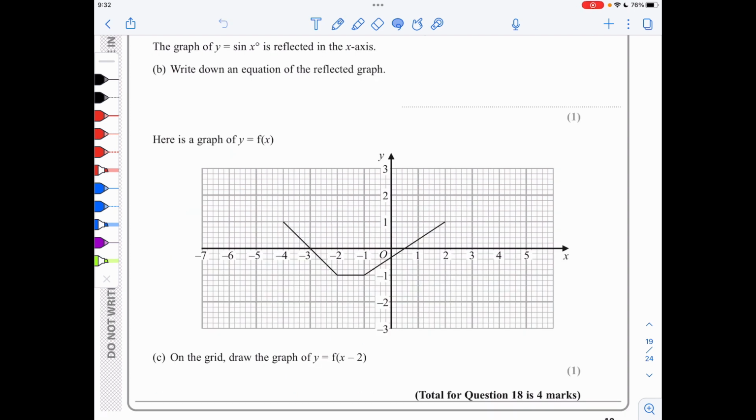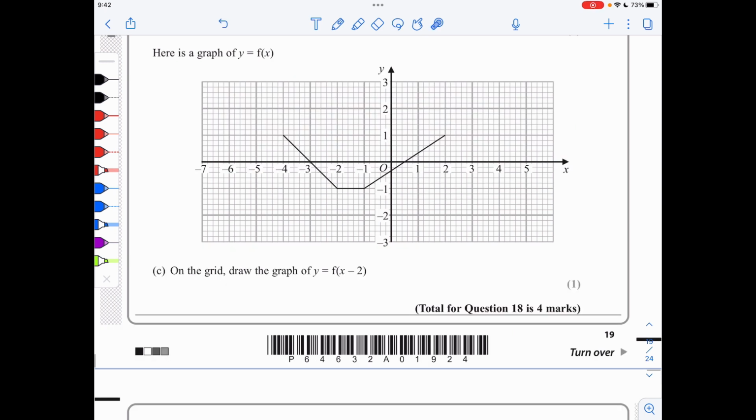In B, we are told that sine x is reflected in the x-axis, and we need to write down an equation of the reflected graph. Now, if I'm reflecting in the x-axis, it means that all the y values get multiplied by -1, so those that were in the positive y are now in the negative y and vice versa. So we're looking at the graph of y is minus sine x.